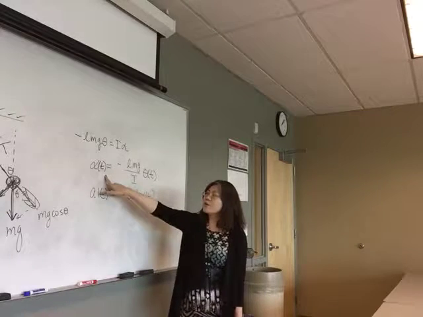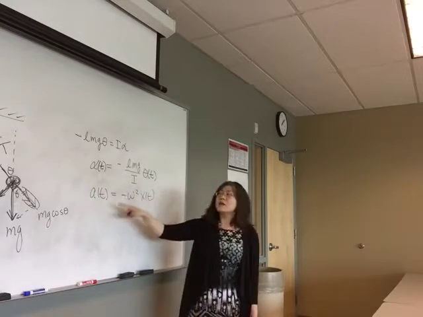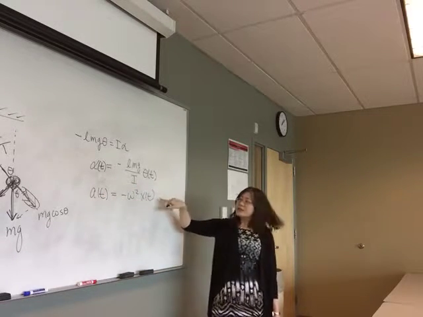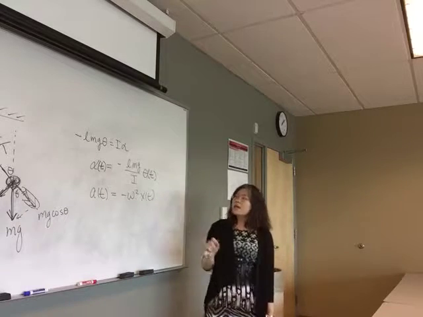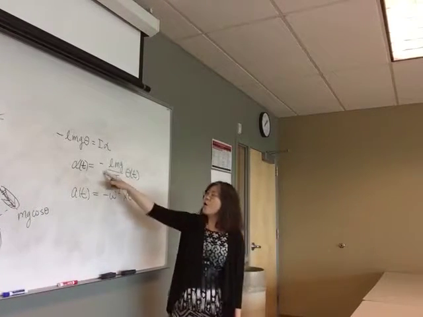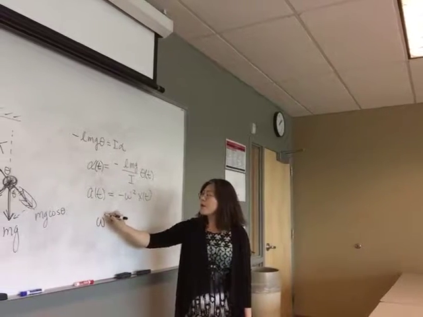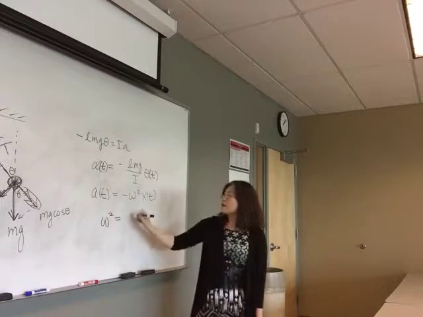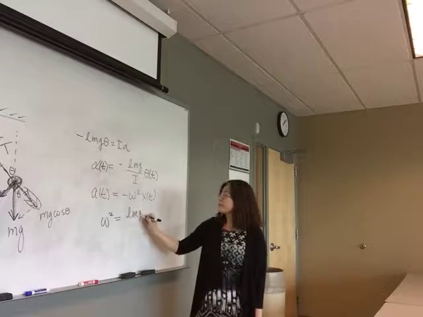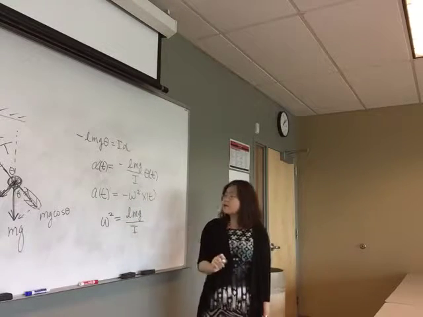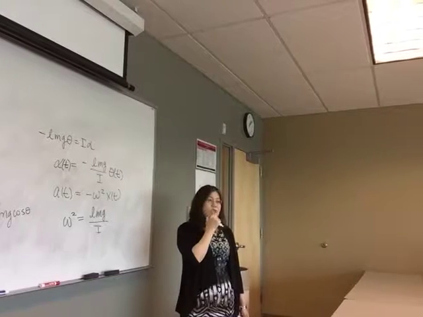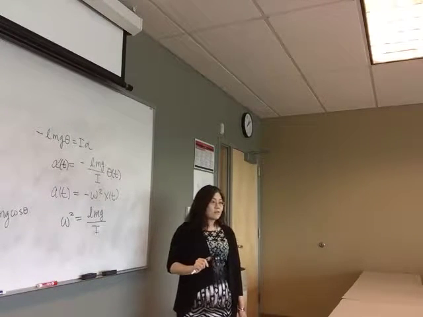So this is angular acceleration. This is linear acceleration. This is angular displacement. This is linear displacement. And they all have the negative sign. So we can immediately identify that my omega squared is equal to this. And that's the angular frequency.